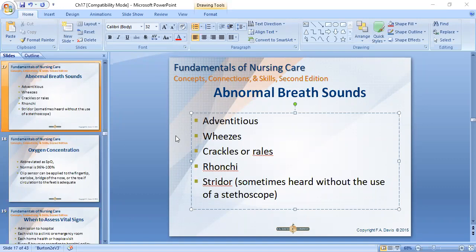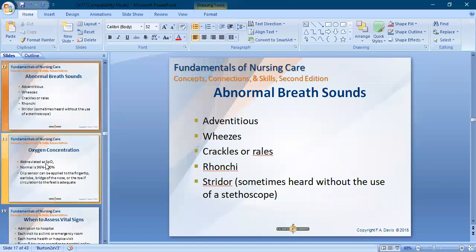But stridor, we can hear basically over the trachea. If the patient has any kind of vocal cord carcinoma or vocal cord problem, we can get stridor. If your patient has asthma or COPD, you can get wheezing. If your patient has a pulmonary embolism or effusion, you can get crackles or rhonchi.